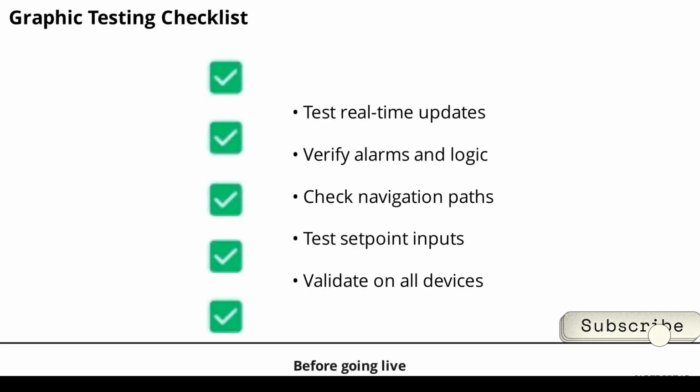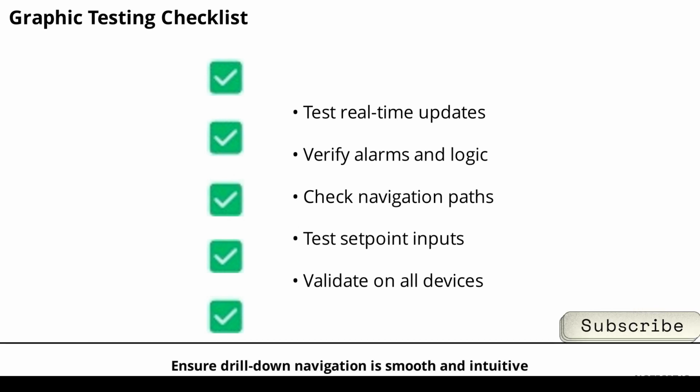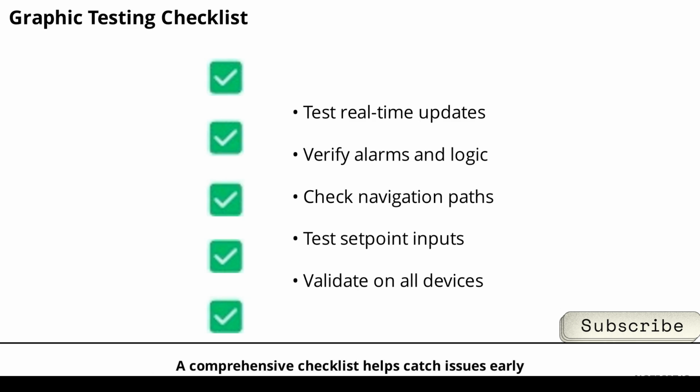Before going live, every BMS graphic should be thoroughly tested. Check that real-time updates are working and that alarms and color logic function as expected. Ensure drill-down navigation is smooth and intuitive. Test setpoint inputs and verify that access rights are enforced. Finally, validate the graphics on different screen sizes and browsers to guarantee a consistent experience. A comprehensive checklist helps catch issues early, ensuring reliability and user satisfaction.